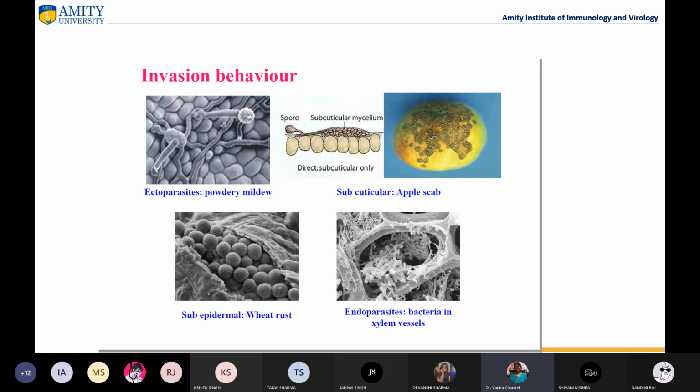So invasion behavior, as I told you, ectoparasites example is the powdery mildew. And we have subcuticular, apple scab. You can see the mycelium near the cuticle, subcuticular, right? Then we have subepidermal in the wheat rust, and endoparasites such as bacteria or viruses inside the plant.